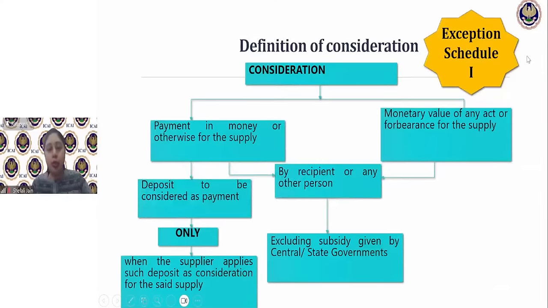So exceptions are enumerated in Schedule 1, and we will today cover till Schedule 1 only. But before that, we'll see what is consideration. And then what are the cases where, even if consideration is not there, we'll still term it as supply.